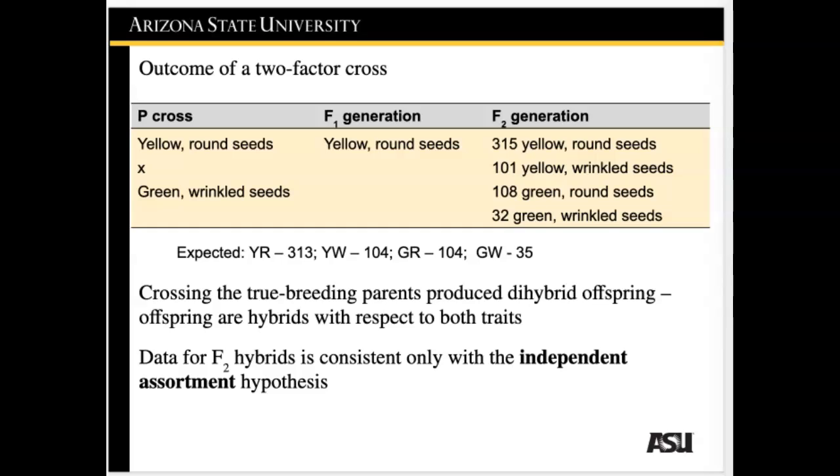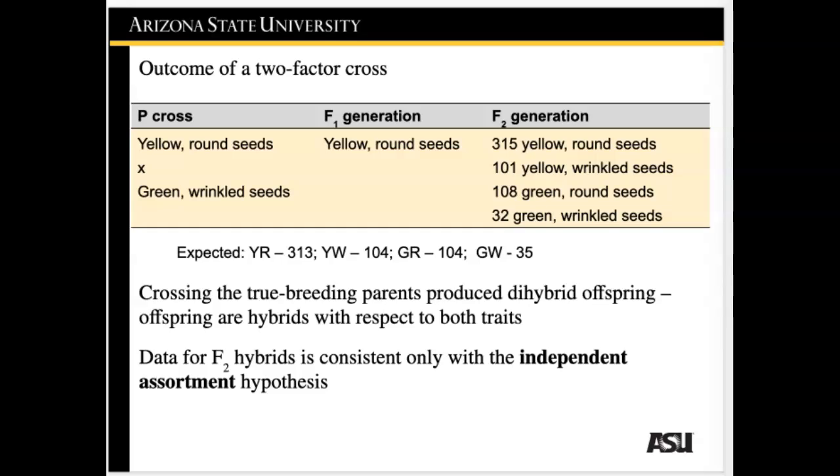For the remaining phenotypes, one dominant and the other recessive, and then one recessive and the other dominant, we would expect the same number. Both would be 3 out of 16. So if we multiply that 556 times 3 out of 16, we get 104 seeds. If we compare the observed and the expected phenotypes, we can see that they assort independently.